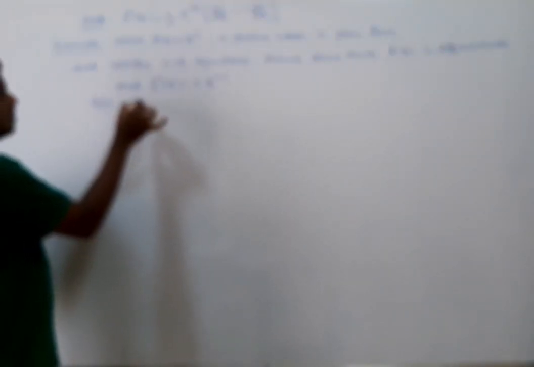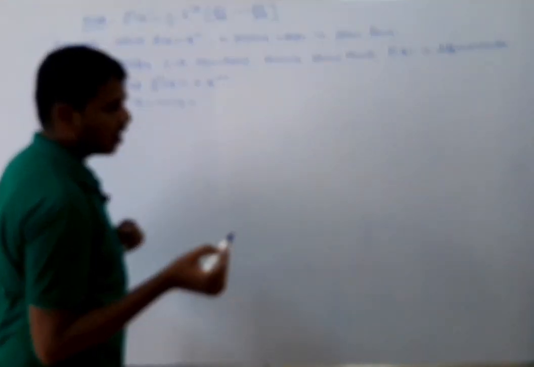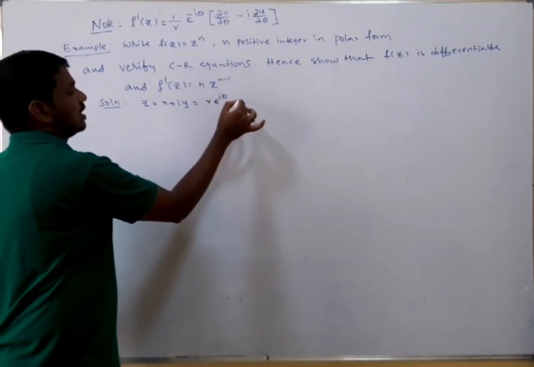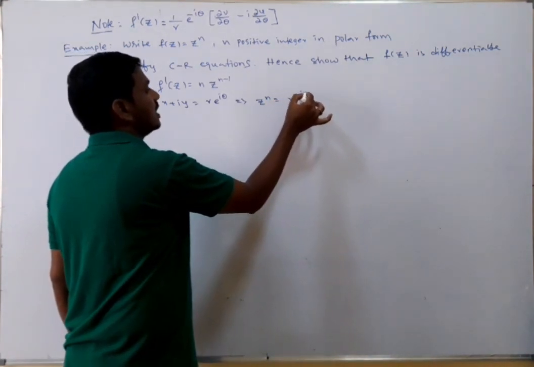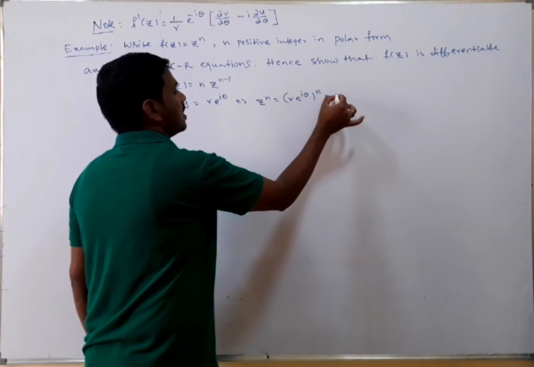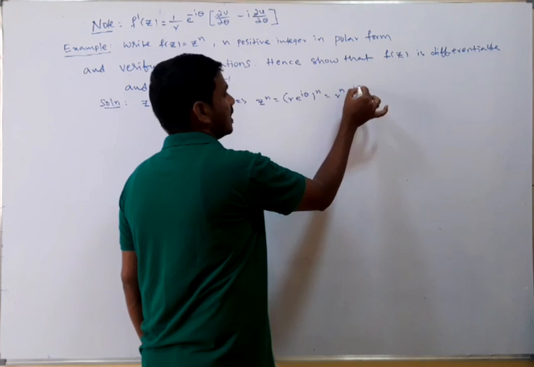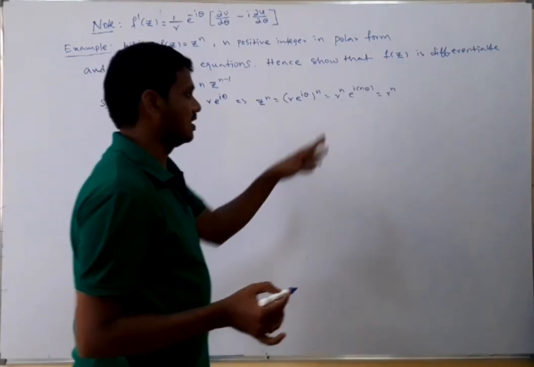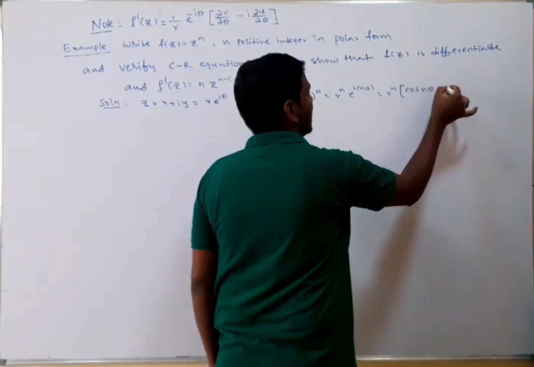Since z is equal to x plus iy, if we write this x plus iy in polar coordinates by taking x is equal to r cos theta, y is equal to r sin theta, this can be written as r e to the power of i theta. That implies z to the power of n can be written as r e to the power of i theta whole to the power of n, which is r to the power of n, e to the power of i n theta. You know that e to the power of i theta is cos theta plus i sin theta, so e to the power of i n theta can be written as cos n theta plus i sin n theta.